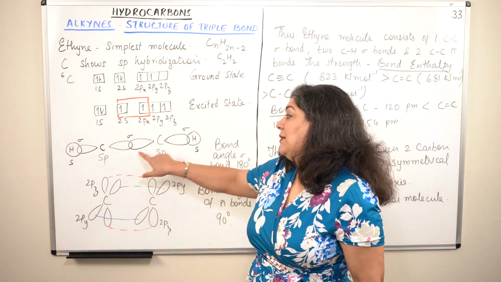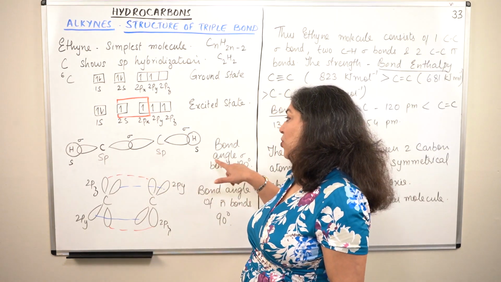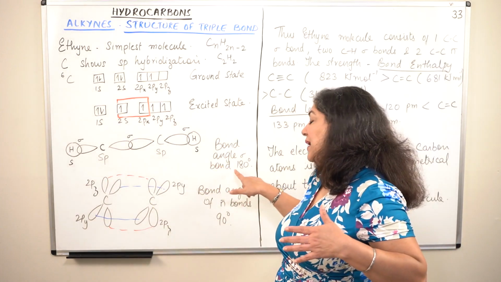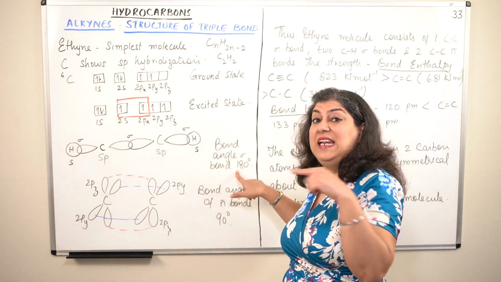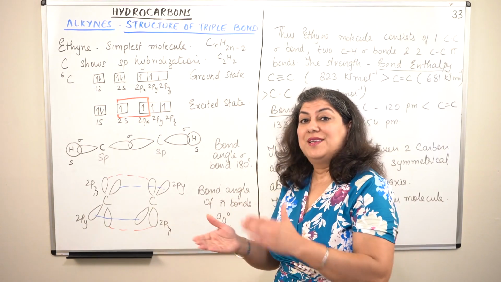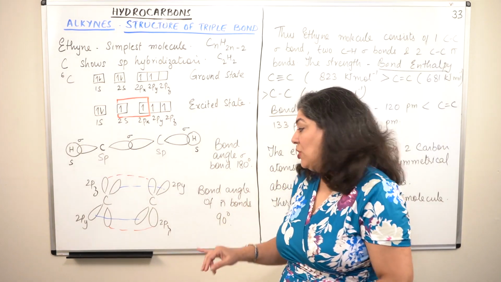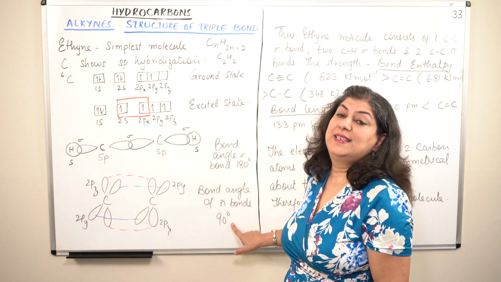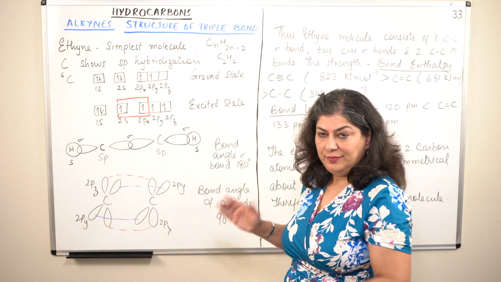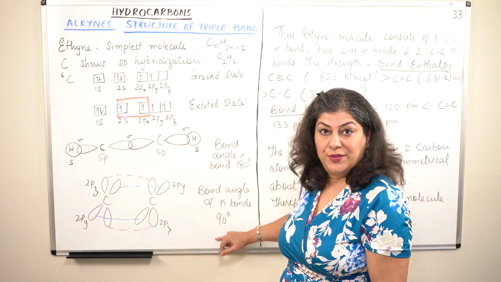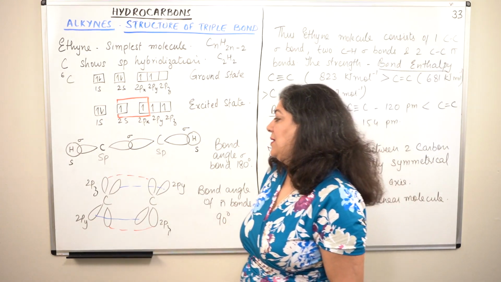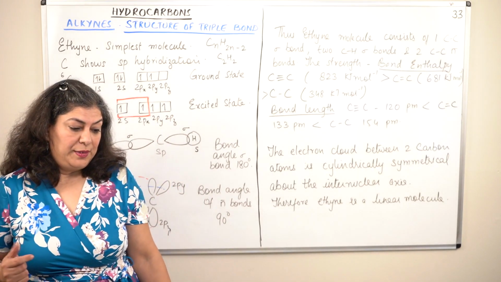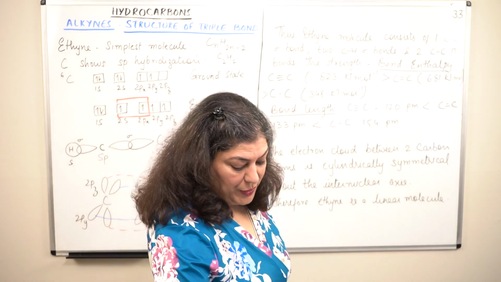And here, the sigma bonds that were formed had a bond angle. I showed you that it is straight, so they had a bond angle of 180 degrees. It was linear. But these two orbitals are perpendicular to each other. So what is the bond angle between them? The bond angle between the pi bonds is 90 degrees. They are perpendicular to each other. So this is basically how you imagine an alkyne or ethyne to be.